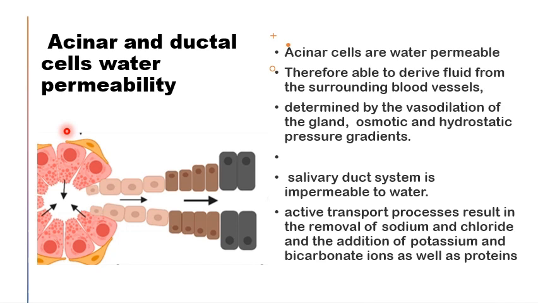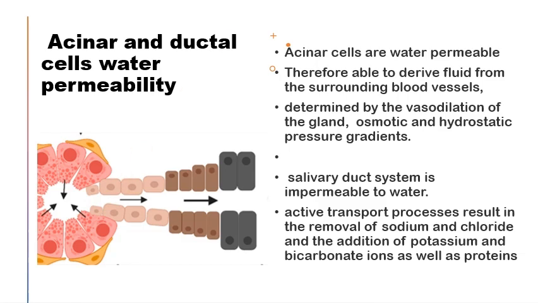In the salivary secretory unit, it's only the acinar cells that are permeable to water. The duct cells are not permeable to water. All the fluid transport would happen in the acinus, and the fluid would then pass through the duct system. No fluid absorption or secretion would happen here, only modification of the initial saliva by absorption of sodium and chloride and secretion of potassium and bicarbonate, and addition of a little protein in the intercalated part of the duct system.